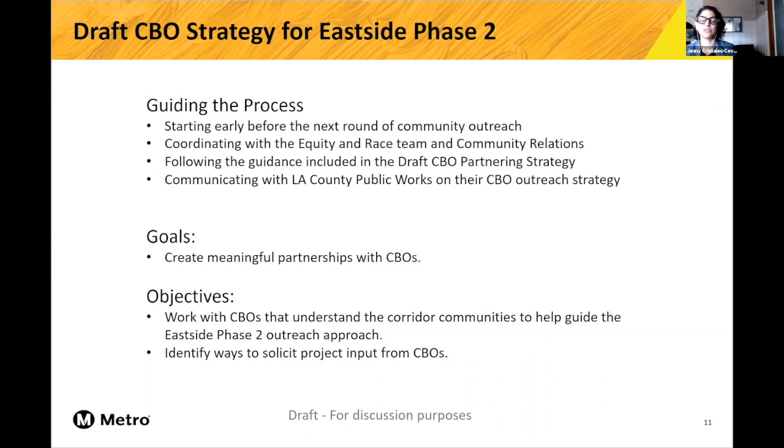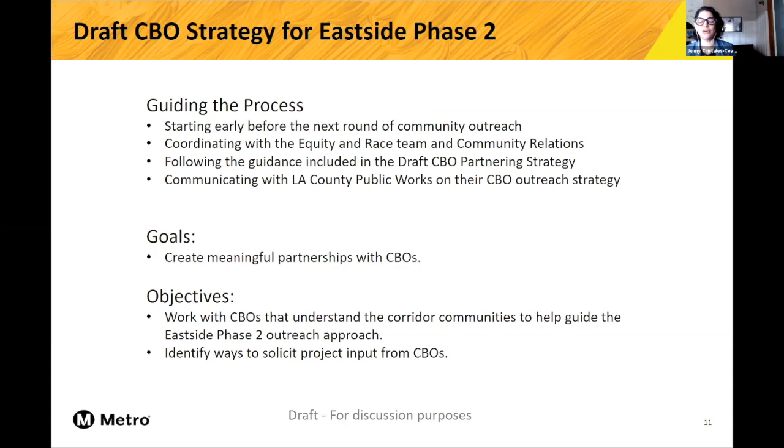We're also working closely with our community relations team, as you met Lilian de los Gutierrez today. And then we also have a draft CBO partnering strategy. I'm sorry for all the different titles of certain things, but I hope I'm making it as clear as possible. Our draft CBO partnering strategy is a Metro-wide strategy that will lay out a foundation for how Metro partners with CBOs. We are using that as a guiding tool for this CBO strategy.